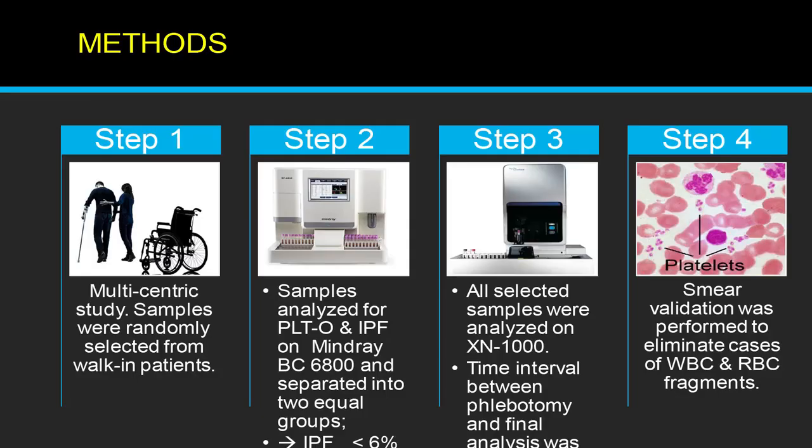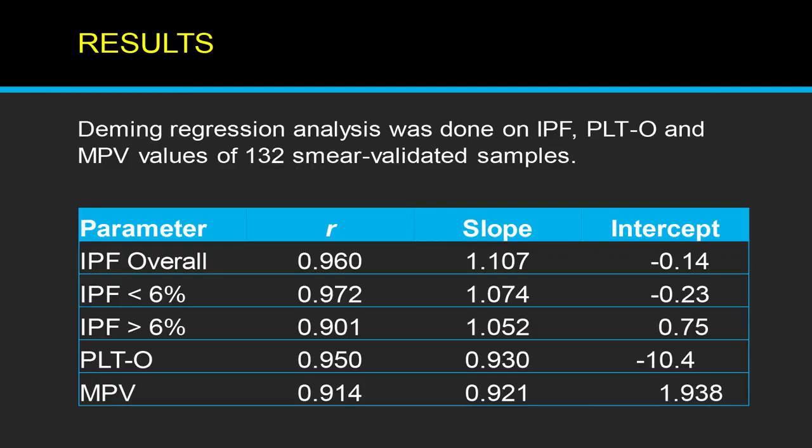We analyzed both optical and IPF on both analyzers and we segregated the groups into two equal halves: IPF less than 6% and IPF more than 6%, because around 6 to 7% was our cutoff. We wanted to do a Deming regression. In an ideal Deming regression, you need 50% normal and 50% abnormal patients. All selected samples were analyzed on XN-10000 within a time interval of 6 to 8 hours because, as you know, IPF has sample integrity issues also. And smear validation was performed to eliminate cases of both WBC and RBC fragments.